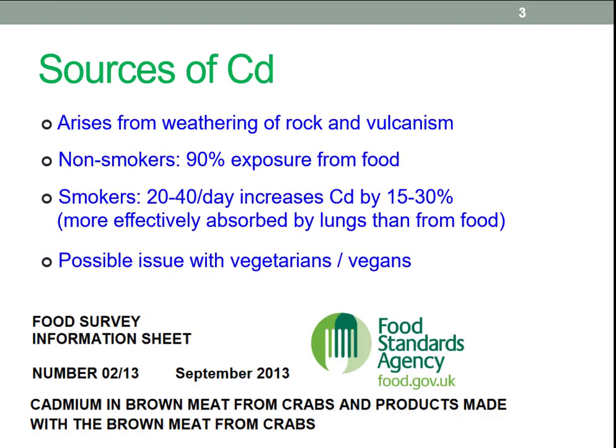Other environmental sources of cadmium. It's noticeable that smokers are at increased risk. This is due to more efficient intake when inhaled compared to absorption via the gut. Again, as usual, my images all have links to various information, including a Food Standards Agency report from a few years ago.